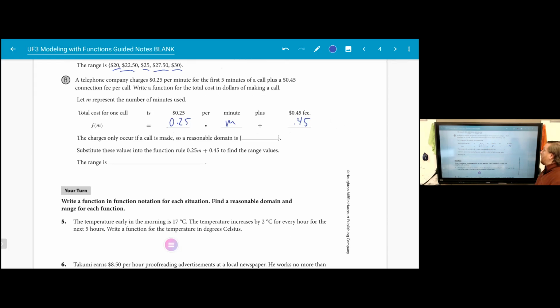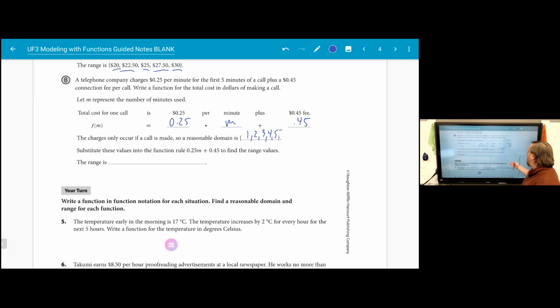Okay? So the charges only occur if the call is made. We're talking about this first 5 minutes, right? You don't not make a call, right? So this is kind of interesting. I would say we've got 1 minute, 2, 3, 4, and 5 minutes. You don't make a 0-minute phone call. You're not going to get charged for making a 0-minute phone call, because if you make a 0-minute phone call, that means you didn't make a call. It's okay if you didn't see that right away. Okay, that's what I'm going with here.